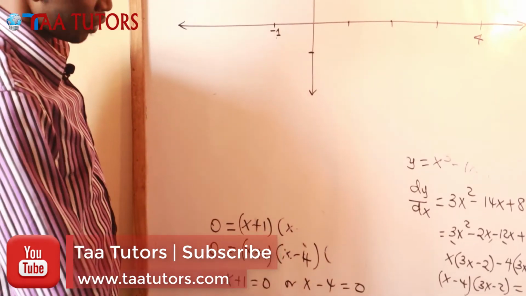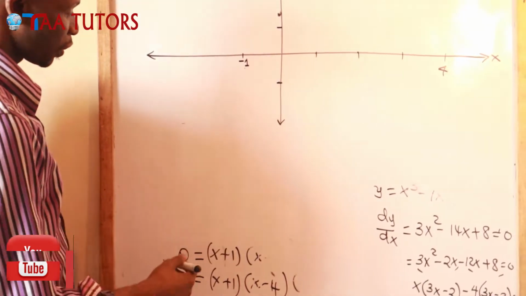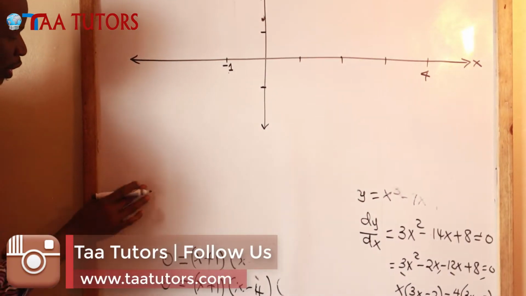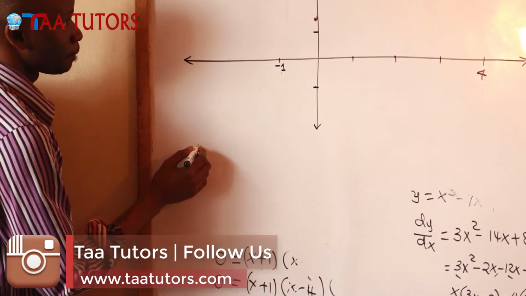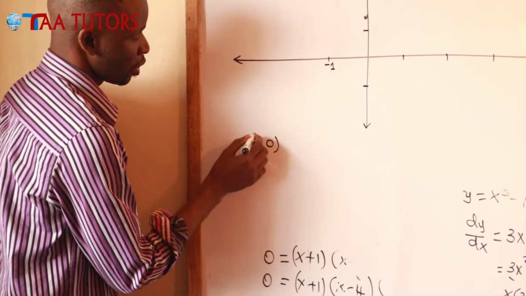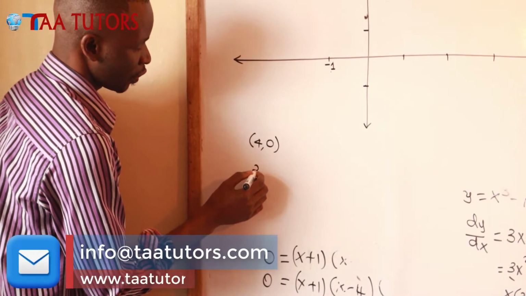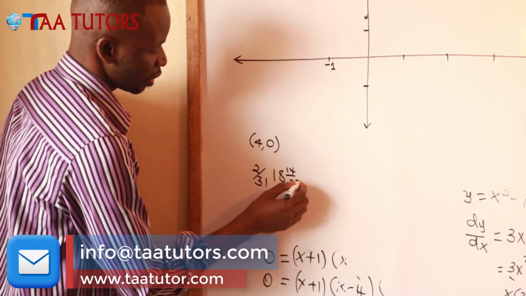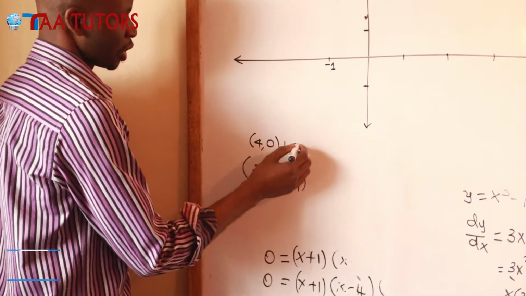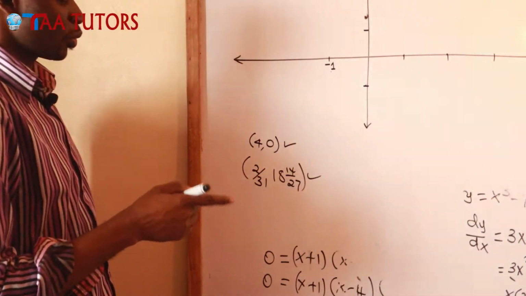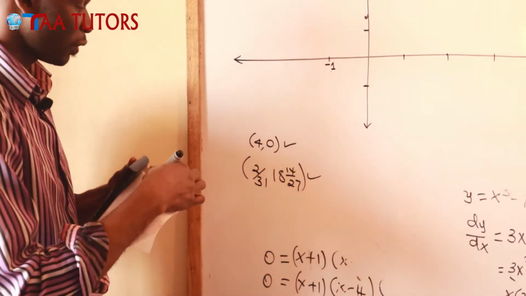We are now going to identify the turning points, and the turning points we have said they are two. One of them is (4, 0), and another one was (2 over 3, 18 and 14 over 27). These were the turning points. But there's something we have not done with these turning points. We don't know which one is minimum and which one is maximum. So let me just do that one briefly here.